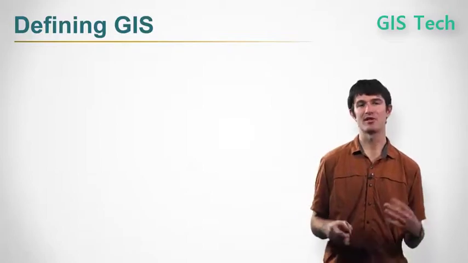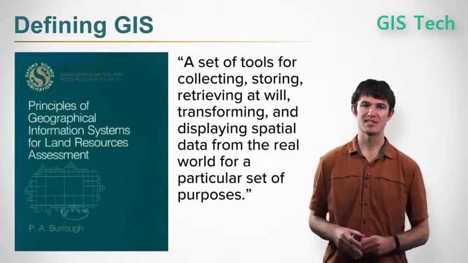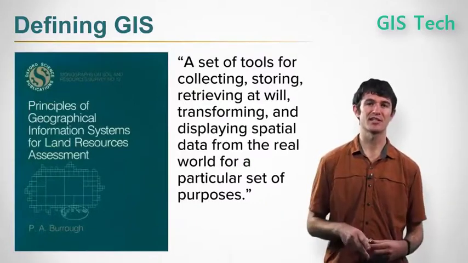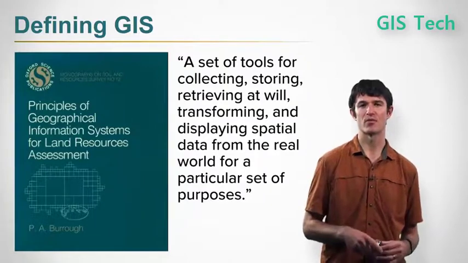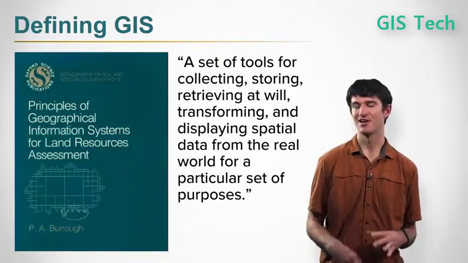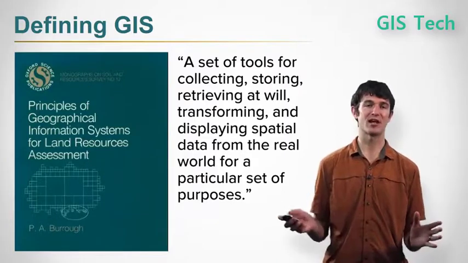Still somewhat formal, but a little more condensed, a different definition of GIS from Burrough 1986 is a set of tools for collecting, storing, retrieving at will, transforming, and displaying spatial data from the real world for a particular set of purposes. These are still really broad, if you're noticing that trend. It could be a whole lot of things.